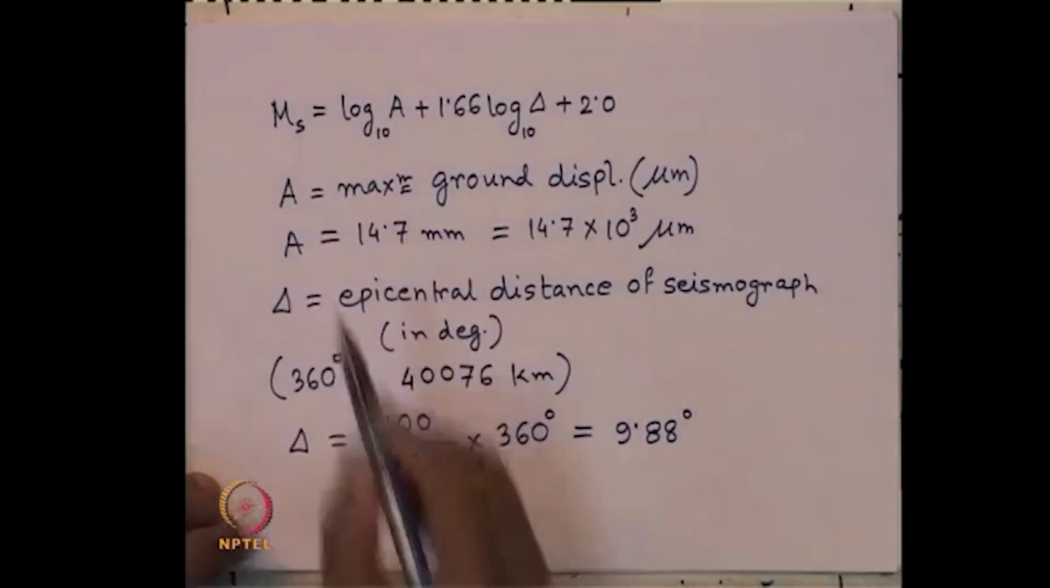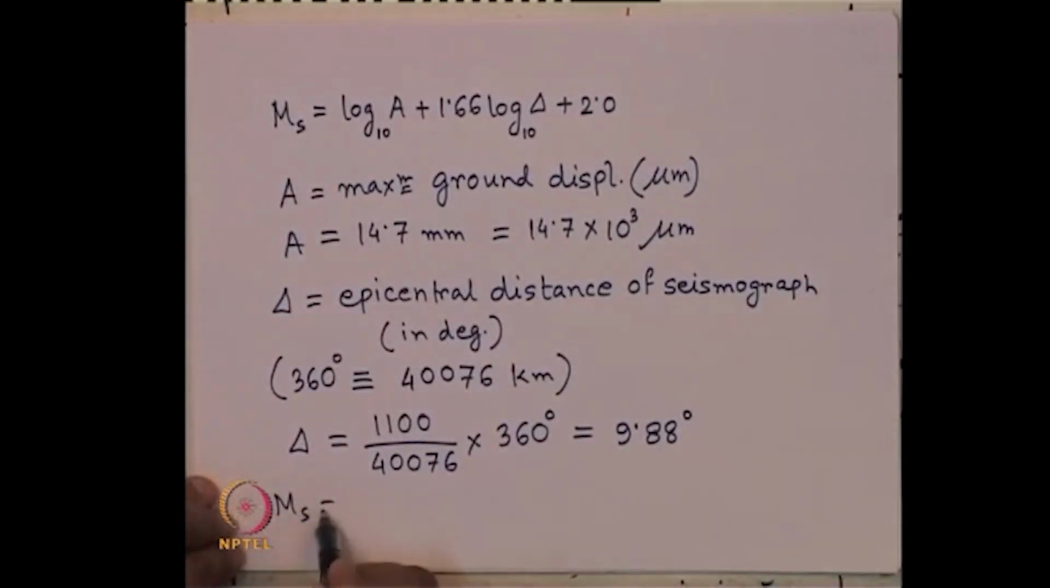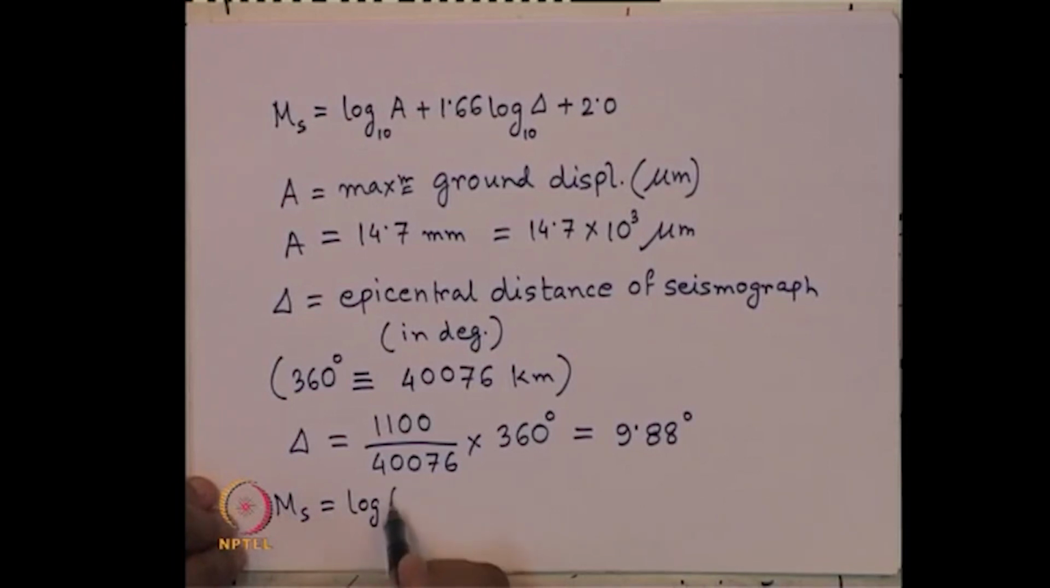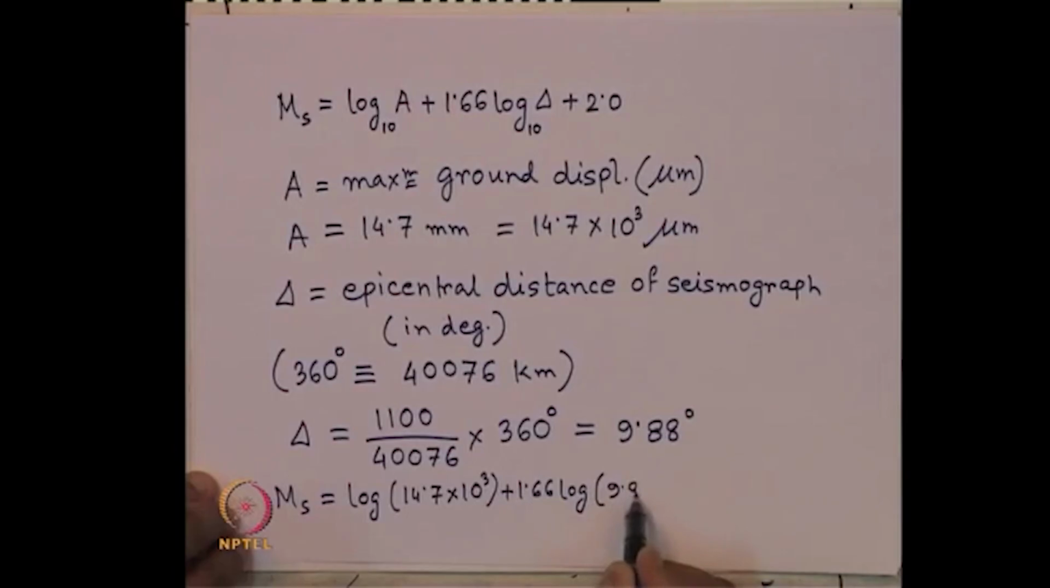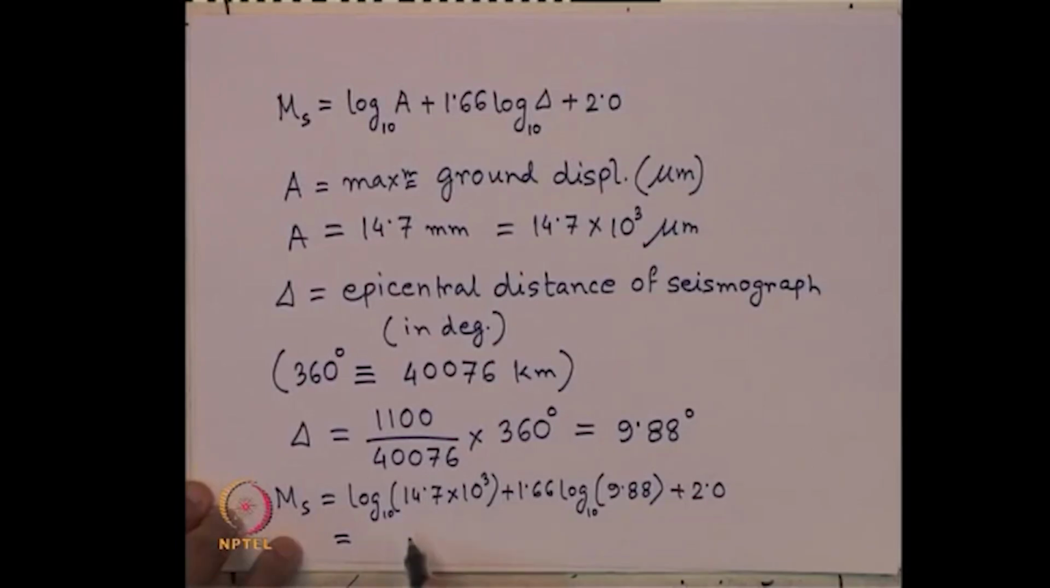Now, let us use this equation for Ms. You put all these values: log of 14.7 into 10 to the power 3, plus 1.66 log of 9.88, plus 2. So, this is to the base 10. This value, if you compute, gives us the value of 7.82. So, that is the answer of the first part of the question.